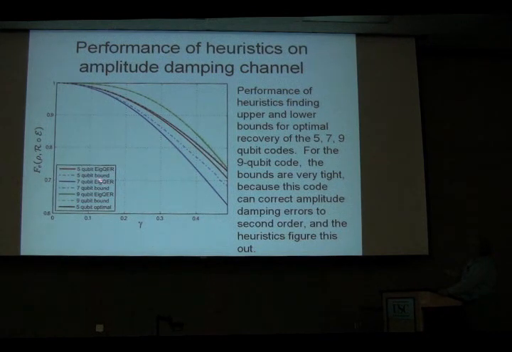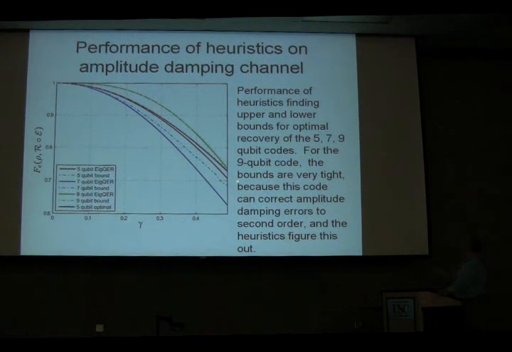Anyway, here's what happens. For the 5-qubit code, we computed the optimal, and that's this black line, and it's below this heuristic red line, which is a pretty good recovery operator, and this heuristic solution to the dual program, which tells you you can't possibly do better than this dashed red line. And for the green line, I don't think you can tell the difference on this plot between the heuristic lower bound and the heuristic upper bound. The optimal solution is between these two curves.